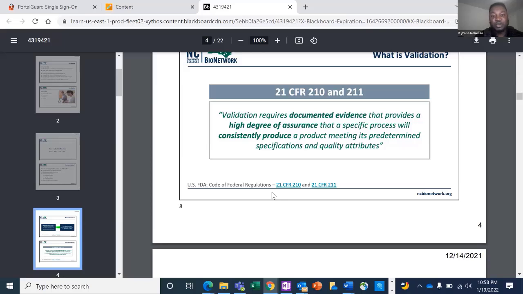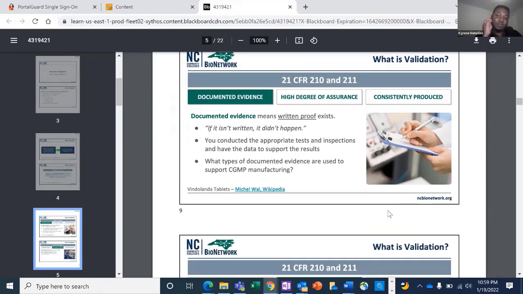So you want to be able to make sure that the product you put out is made consistently across batches, no matter when you made it. You want to be able to prove that you can consistently produce that. So that's what validation ultimately proves: that you can consistently make a product with minimal changes.